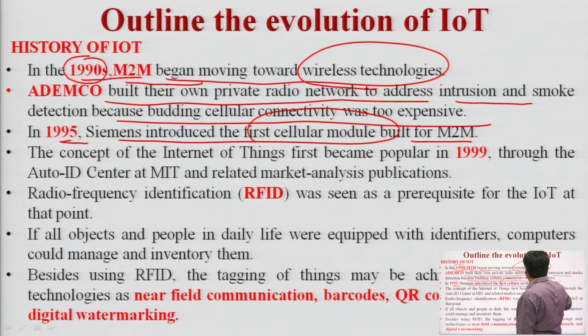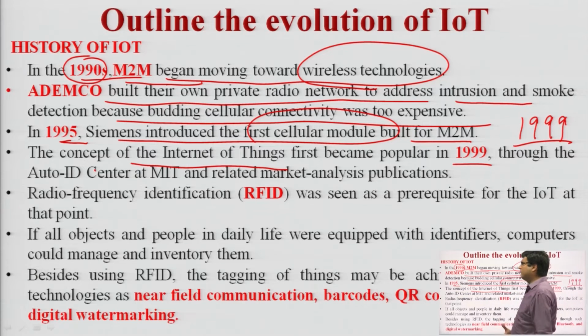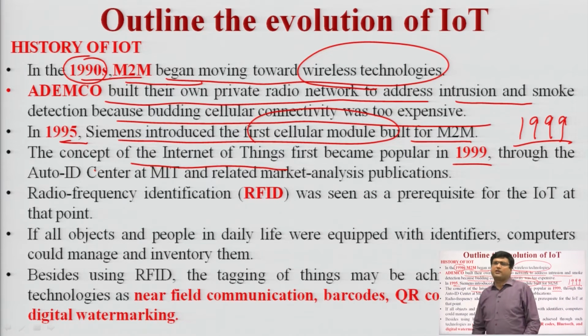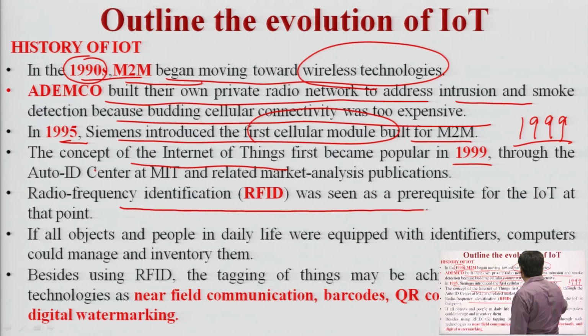In 1999 Kevin Ashton first coined the term Internet of Things. So the concept of Internet of Things came into existence in 1999. Before that we were using M2M, but those were not connected through the internet. RFID was seen as a prerequisite for the IoT at that point.